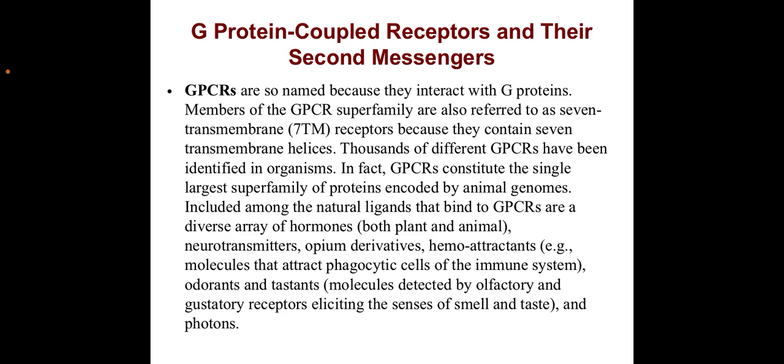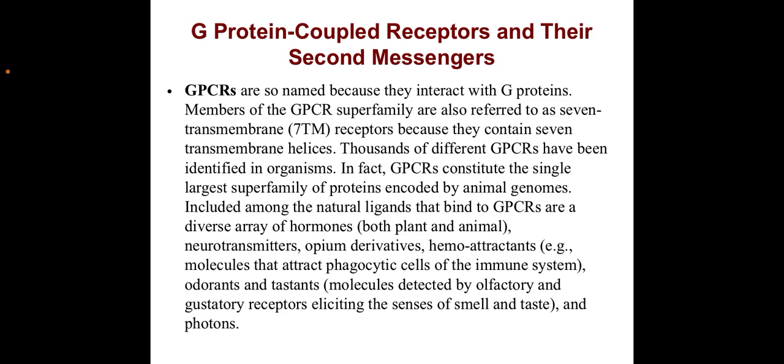And if we talk about GPCRs and their second messengers, GPCRs are so named because they interact with G proteins. They are also referred to as 7 transmembrane helix receptors because they contain 7 transmembrane helices. Thousands of different GPCRs have been identified in organisms. In fact, GPCRs constitute the single largest superfamily of proteins encoded by animal genomes. Among the natural ligands that bind to GPCRs are a diverse array of hormones. They are present in both plants and animals.